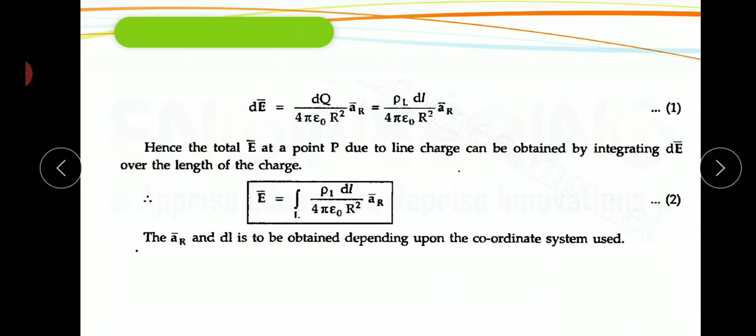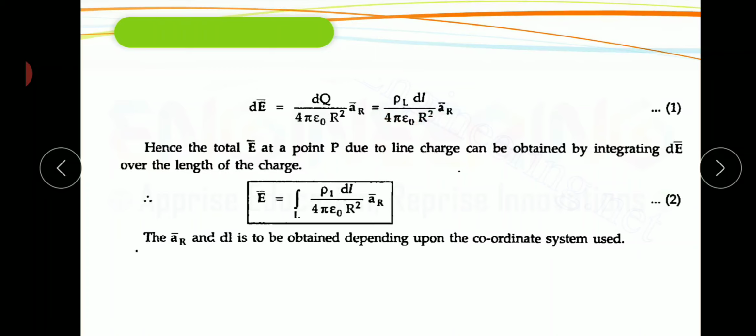Here, as we have already discussed in the previous class, for a line charge distribution the dq value is equal to rho L dl. Now simply replace the dq value by rho L dl. Whenever we take the smallest differential length, for a smallest charge the electric field is also smallest, so that's why we write the smallest electric field intensity, that is dE bar. So dE bar is equal to rho L dl by 4 pi epsilon naught R square AR bar.